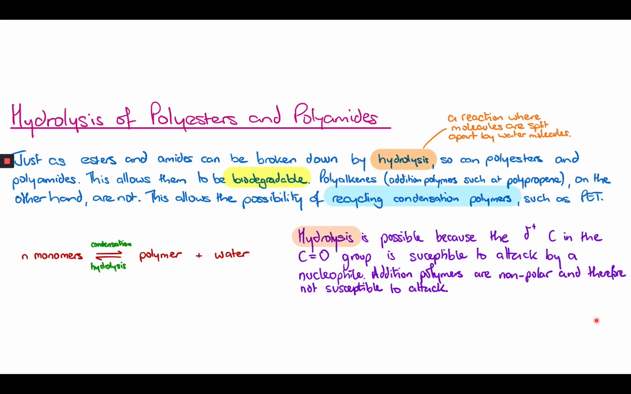So this is quite an important point to make, actually, and they do ask that question. So why is it possible to biodegrade polyesters and polyamides? Because they have a delta positive carbon in the carbonyl group, which makes it susceptible to attack by a nucleophile. Addition polymers are non-polar. Rather than saying they don't have a carbonyl, say they are non-polar, or they have non-polar bonds, so they are not susceptible to attack by a nucleophile.